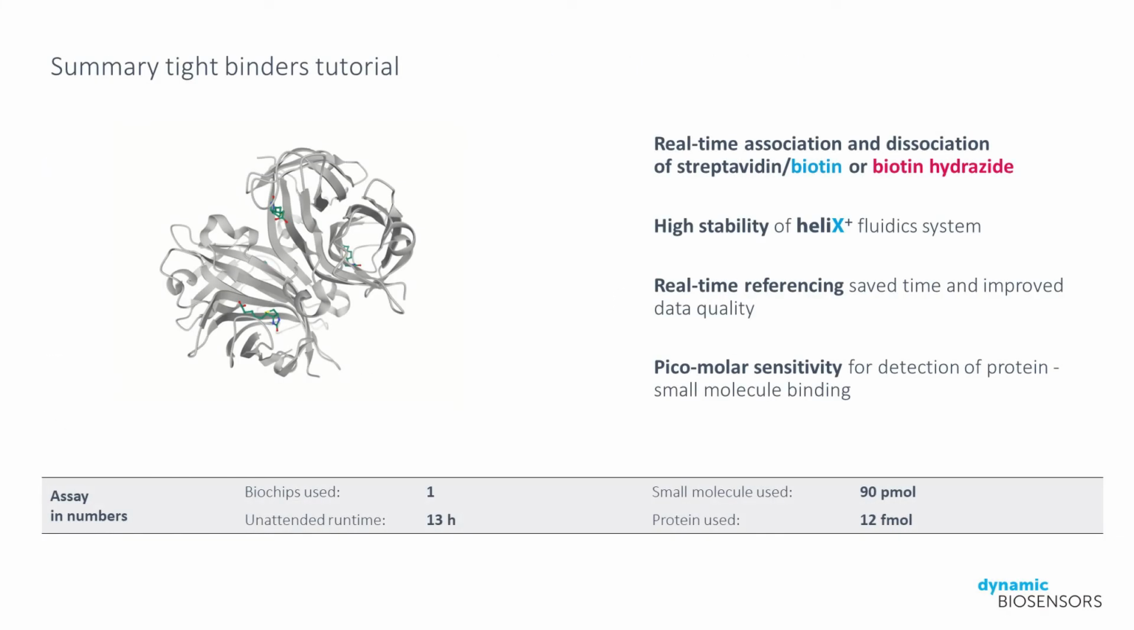So in summary, using one biochip, 90 picomoles of analyte, 12 femtomoles of protein, and with 13 hours of heliX time, we've analyzed the binding of the streptavidin biotin type binder system and demonstrated how the high stability, sensitivity, specificity, and the real-time referencing of the heliX system allows for tight binding interactions to be characterized accurately and easily.